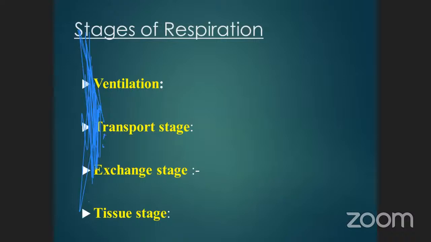Next is the transport stage. Here the O2 binds to the hemoglobin present in the RBC and is transported from the lung to the tissue. This transport of O2 from lung to tissue is called the transport stage. Then next is the exchange stage. Here there is an exchange of gases from the blood to the tissue. That exchange of gases is called the exchange stage.